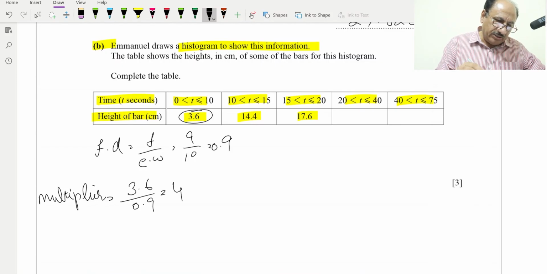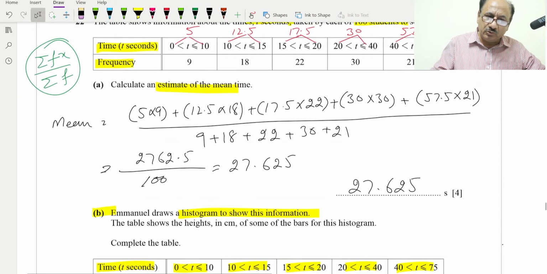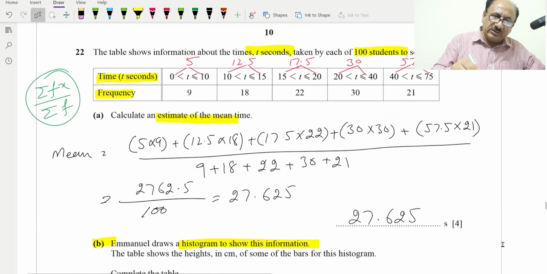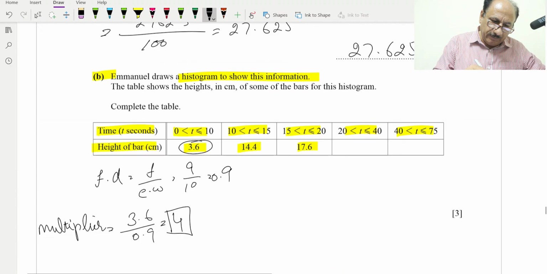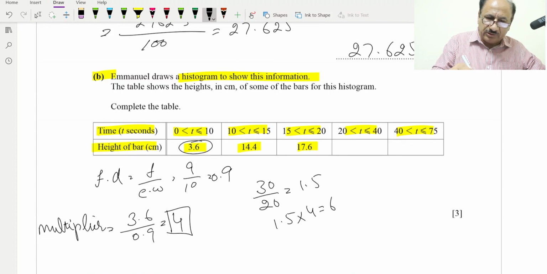Yeah, so the multiplier is basically 4, and this multiplier will be used for the next two blank values. So this is 30 divided by 40 minus 20, which is 20, so 30 over 20, which is equal to 1.5. So 1.5 will be multiplied by 4, which is equal to 6. So the first value will be 6.